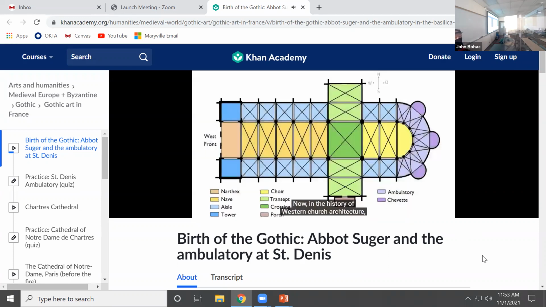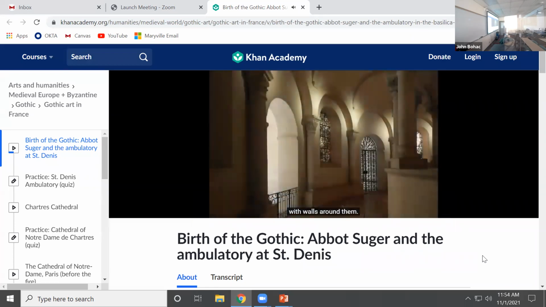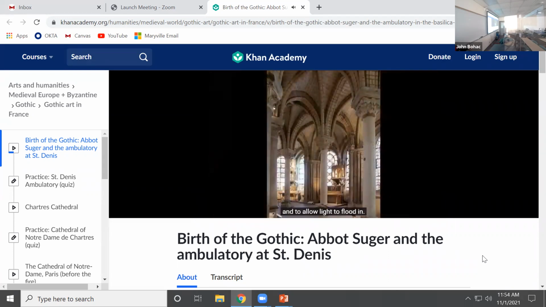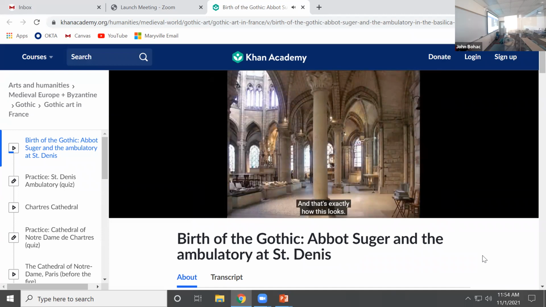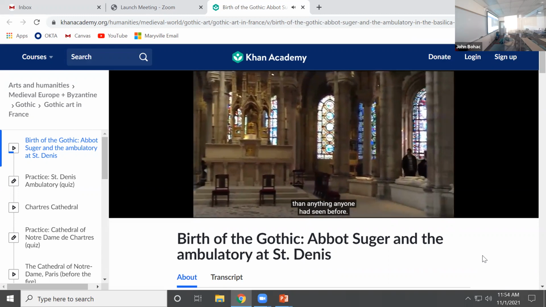Now, in the history of Western church architecture, the way that this would generally work is you would have an entrance around the back of the altar to stop at each of the small radiating chapels. That is, these small rooms that would contain relics. In the past, during the Romanesque period, these chapels would be literally separate rooms with walls around them. And Suger's idea was instead to open up the space and to allow light to flood in. And that's exactly how this looks. And it must have looked so different than anything anyone had seen before.